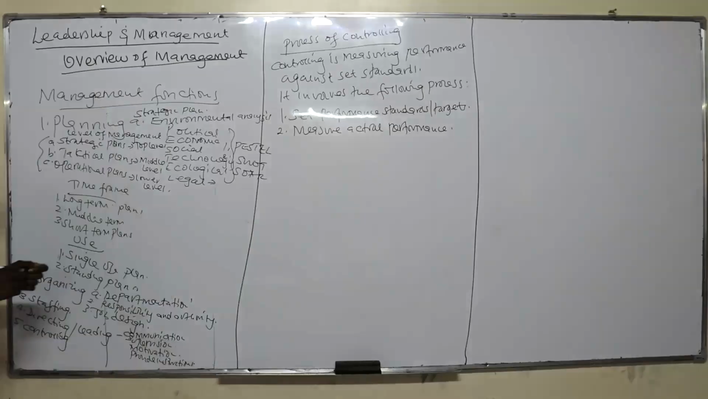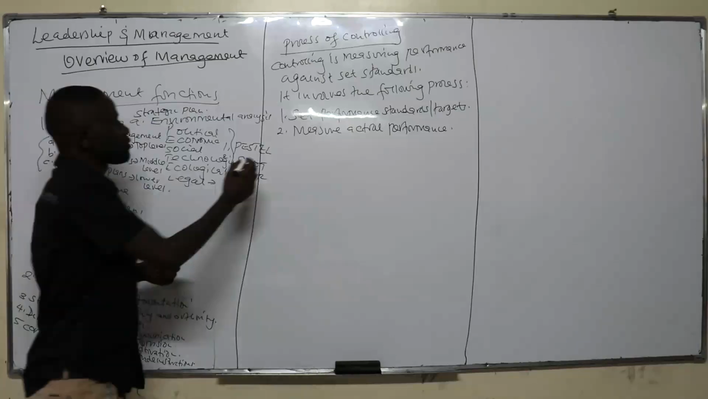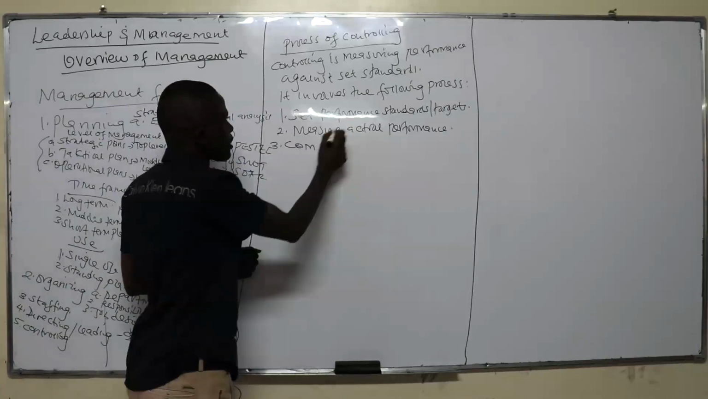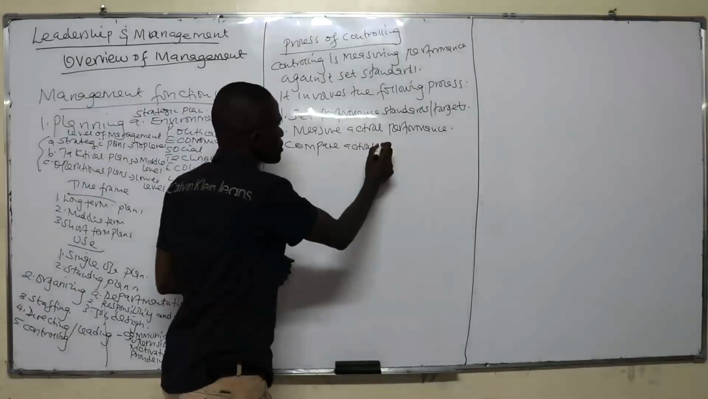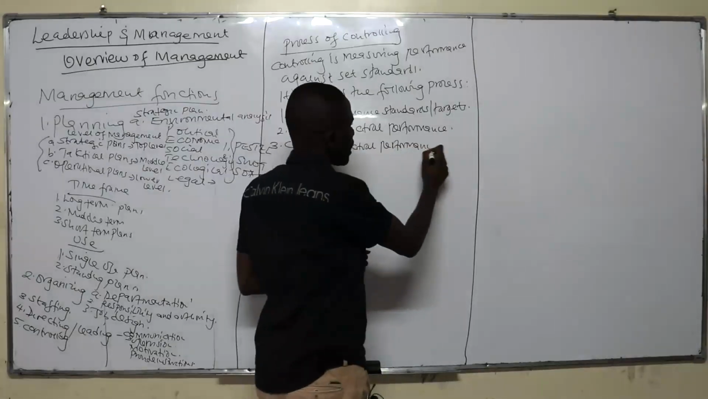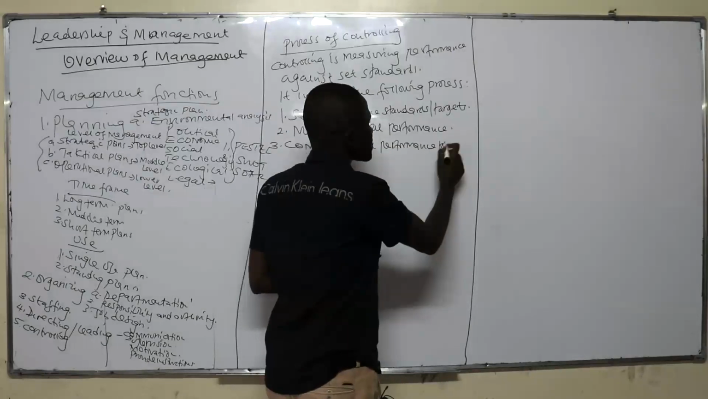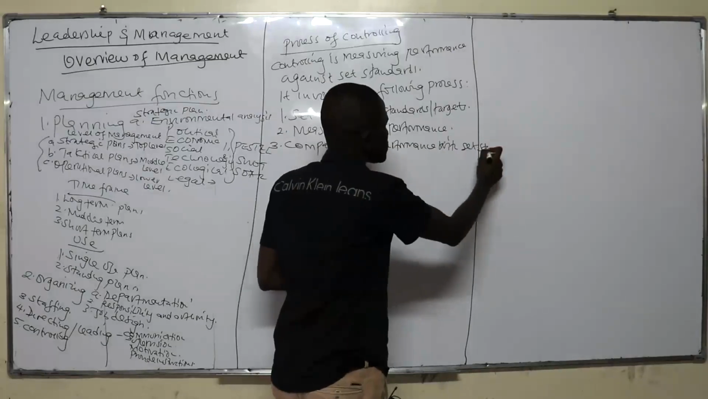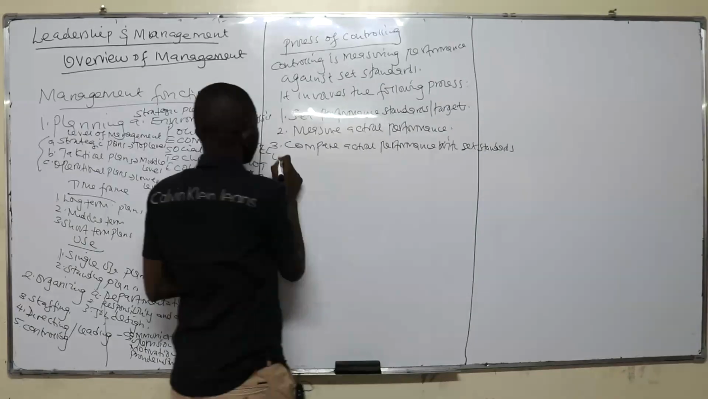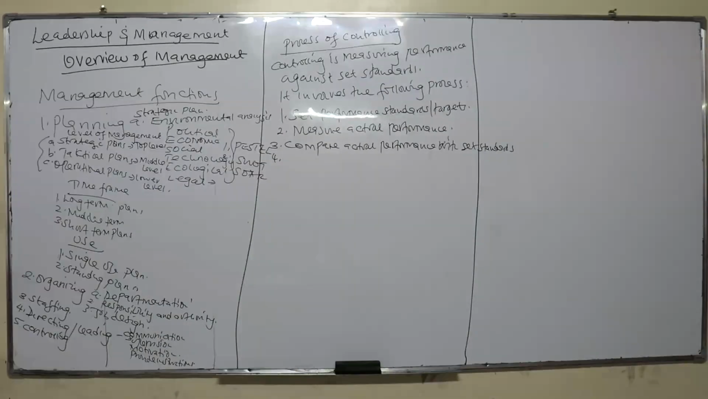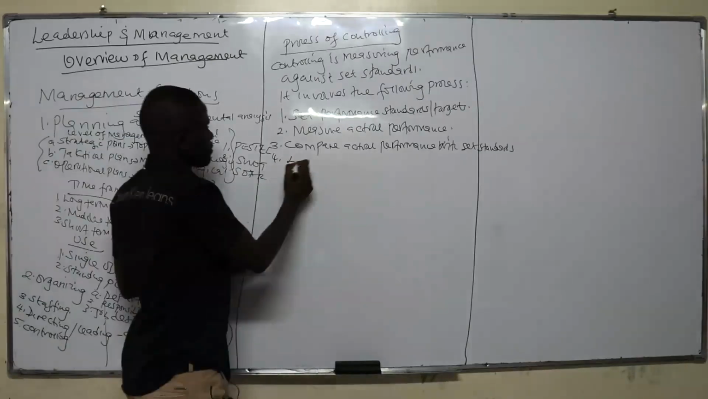Then after measuring the actual performance, you compare actual performance with the set standards. And then after comparing actual performance with the set standards, you examine the reasons for deviation.